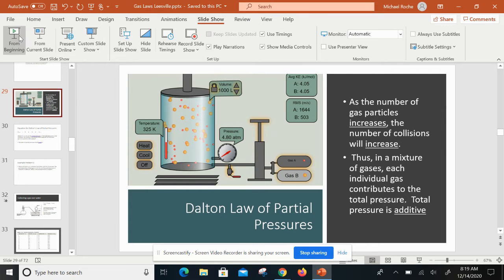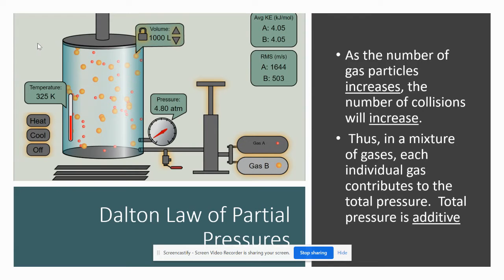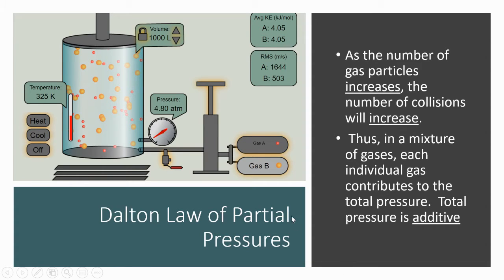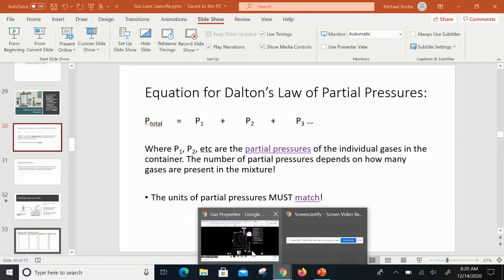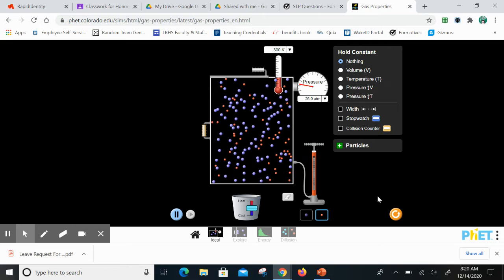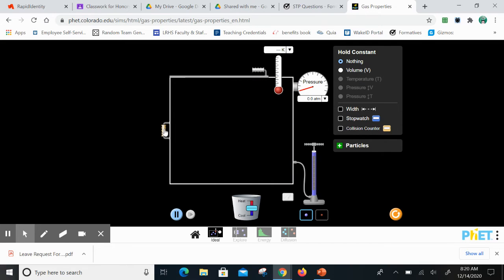And because of that, we have Dalton's law of partial pressures, which says that in a mixture of gases, each individual gas contributes to the total pressure and that total pressure is additive. Probably don't want to see that anymore. Okay. So what we saw there was a purple and a red gas, and each of them were giving some partial pressure to the total. In fact, if you want to see that even closer, watch this.